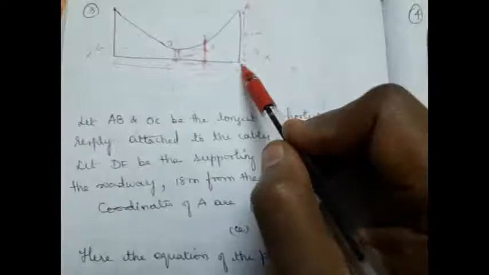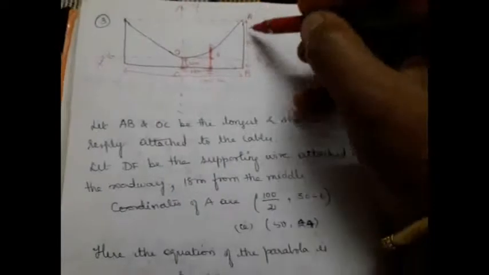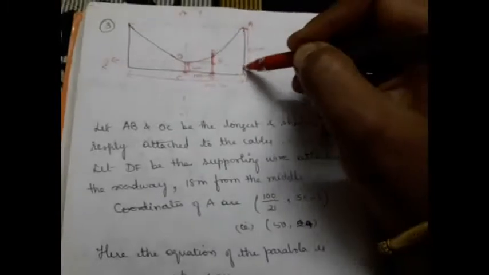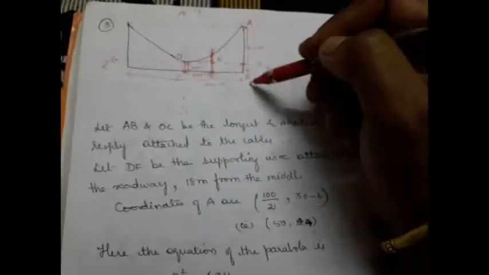As explained, let AB and OC be the longest and the shortest wires, and DF be the supporting wire attached to the roadway 18 meter from the middle. Then how can we obtain the coordinates of A? The x coordinate of A is going to be half the total length. The total is 100 meters, so this is going to be 100 divided by 2. And the y length from here to here gives the y coordinate. We know the entire height is 30, minus this 6. So 30 minus 6 is going to give the y coordinate. Therefore, the coordinates of A are (50, 24).